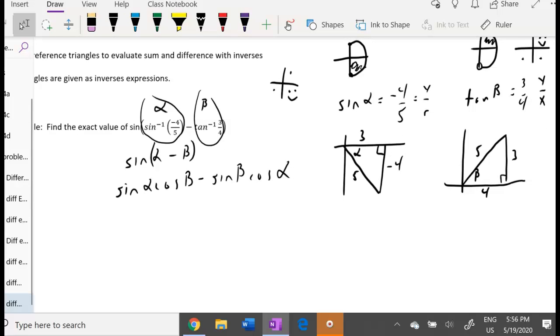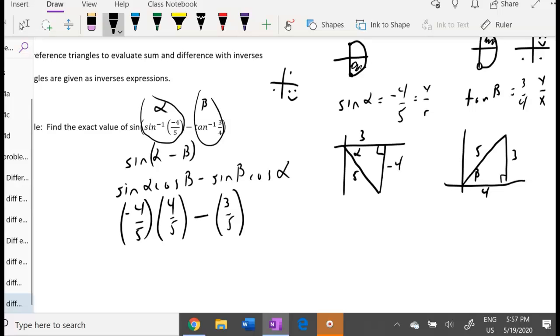The sine of alpha means we look at the alpha triangle, and the sine of alpha is negative 4 over 5. The cosine of beta brings us to the beta triangle. Cosine is positive 4 over 5. Minus the sine of beta, which keeps us at the beta triangle. The sine here is 3 over 5. And last, the cosine of alpha brings us back to the alpha triangle, which is a positive 3 over 5. The cosine of alpha is positive 3 over 5.